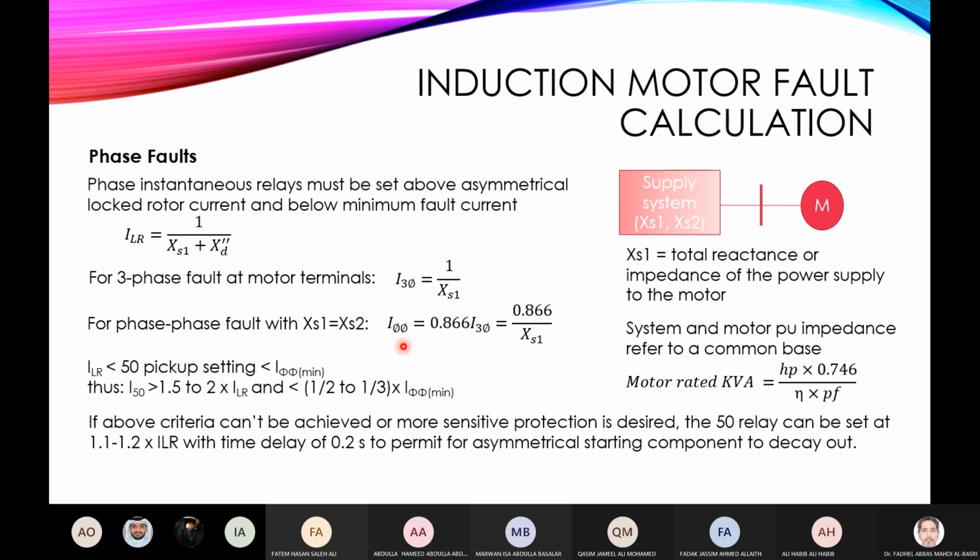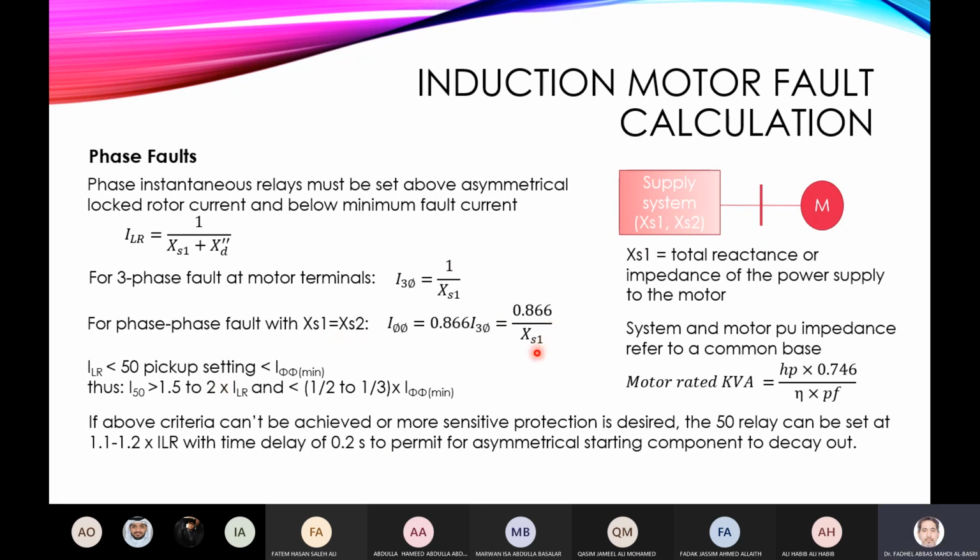And the third thing is when you have a phase-to-phase fault, the current will drop to 0.866 of the three-phase value, assuming here that the positive sequence impedance of the source and the negative sequence impedance of the source are the same.